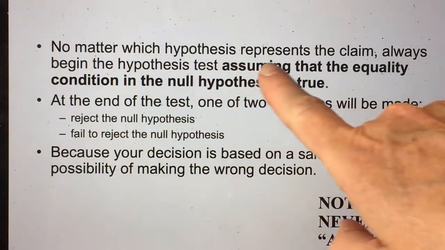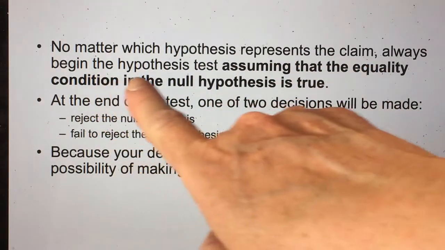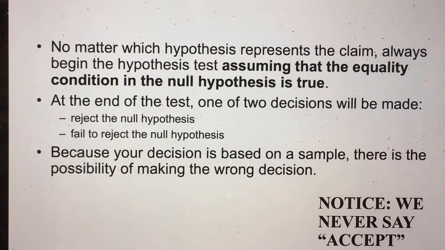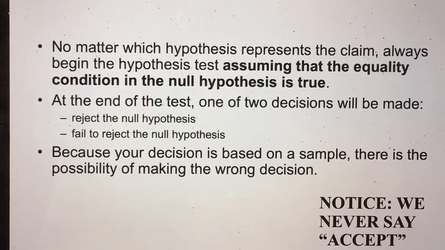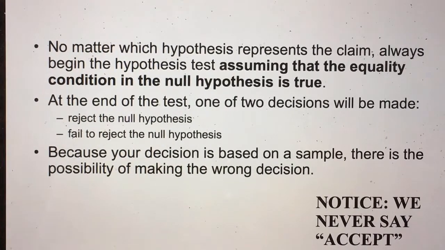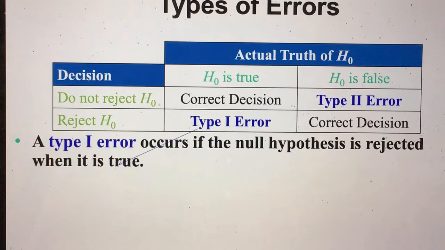No matter which hypothesis represents the claim, always begin the hypothesis test assuming that the equality condition of the null hypothesis is true. So we start out assuming that H sub 0 is true. At the end of the test, one of two decisions will be made. Reject the null hypothesis or fail to reject the null hypothesis. Because your decision is based on a sample, there's the possibility of making the wrong decision. Never say we accept. Okay, so here are the types of errors that occur.